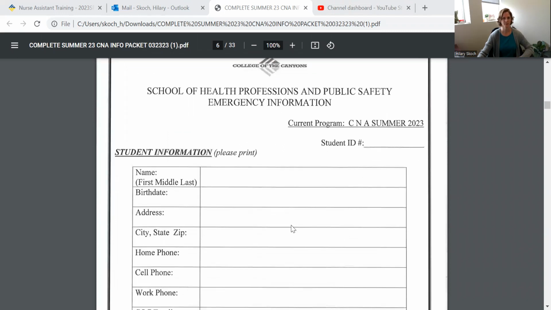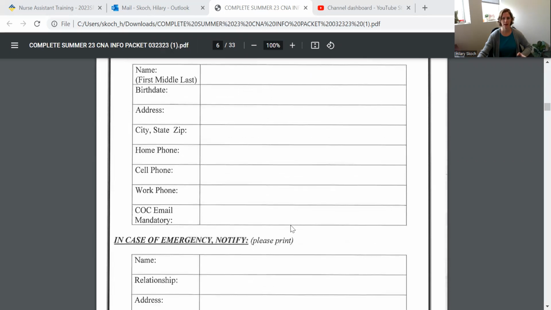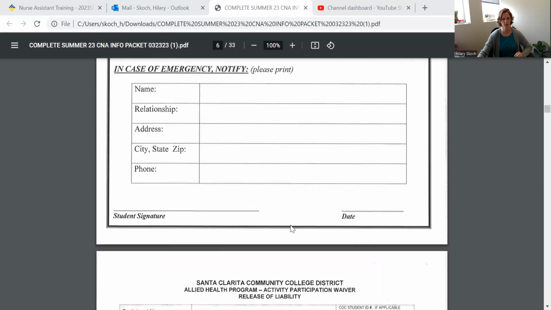Page 6, this is an emergency information sheet. So in the case of an emergency, who would you like us to contact? Pretty straightforward here. Please fill that out. That goes to the office as well.